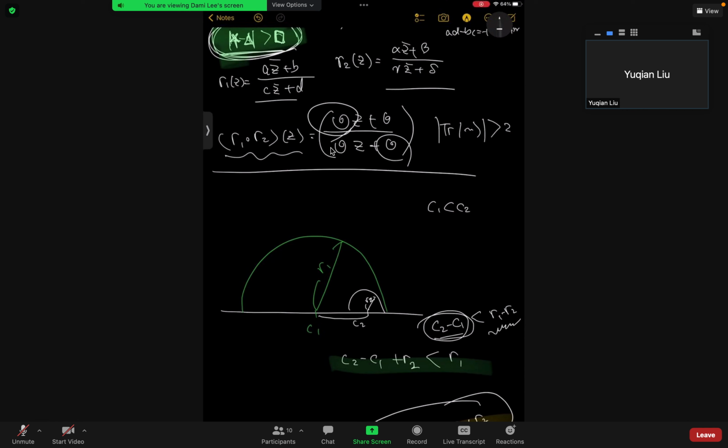And for the general one, we just calculate the matrix for the first reflection and calculate the matrix for the second reflection, and compute the multiplication of this, and say the absolute value of the trace of the matrix after the multiplication is greater than 2 or something like that. Yeah. Okay, got that.